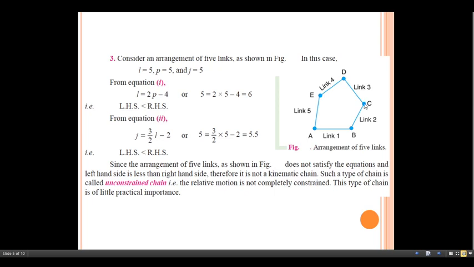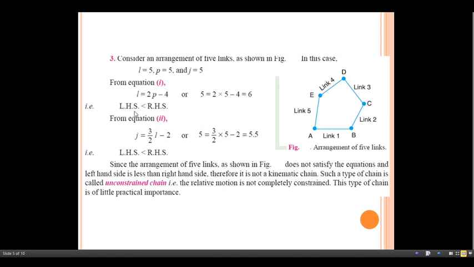Consider an arrangement of 5 links, in this way. Now just count the number of links: 1, 2, 3, 4, and 5. Just see the number of pairs. Pair between link 1 and 2, first pair; 2 and 3, second pair; 3 and 4, third pair; 4 and 5, fourth pair; and 5 and 1, fifth pair. So the number of pairs equals 5. Similarly, number of joints: 1, 2, 3, 4, 5.